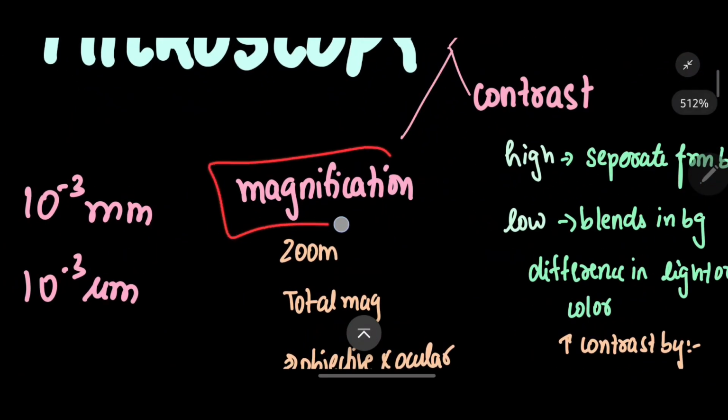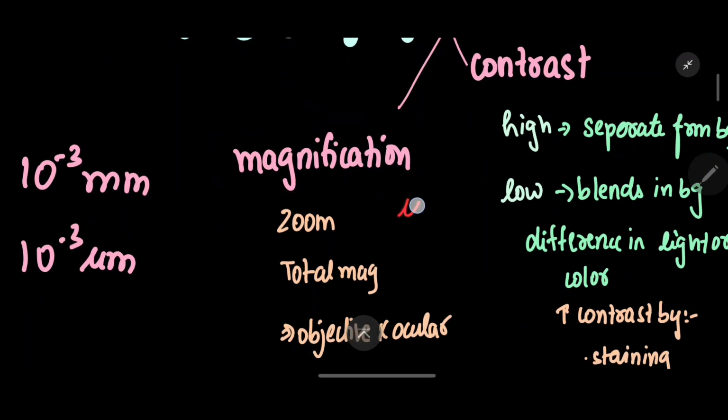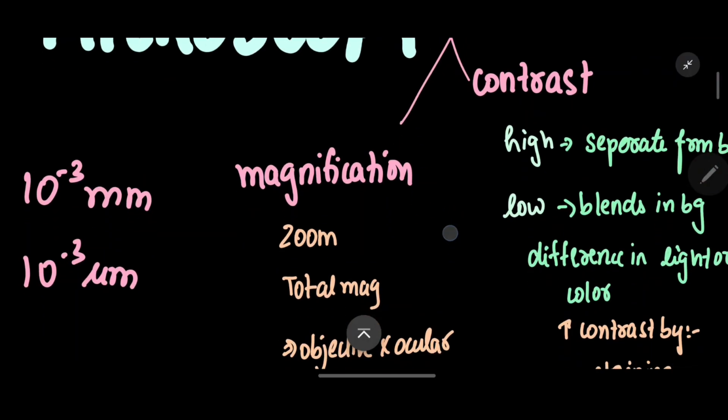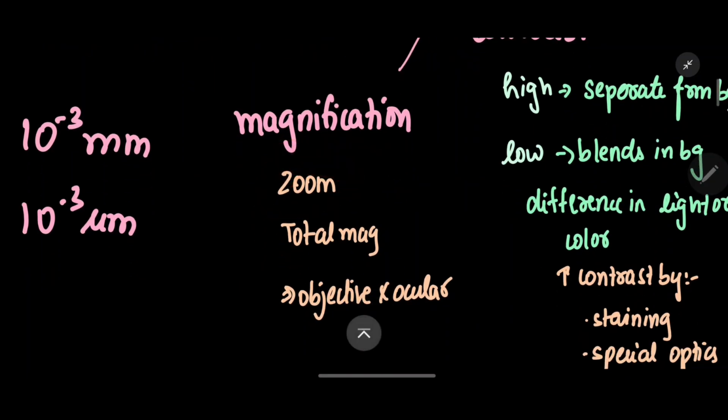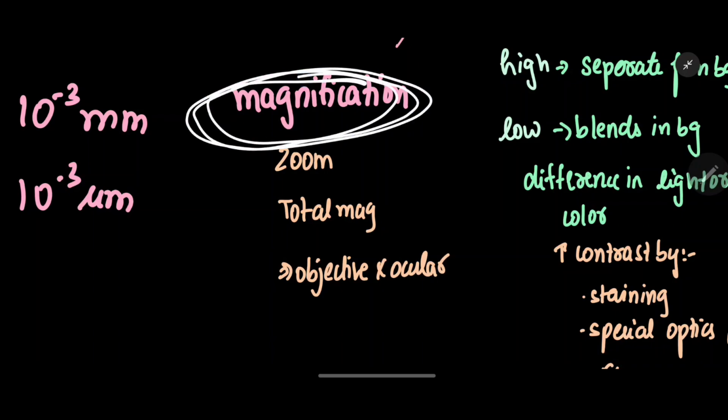The next thing is magnification that your microscope should have. Your bacteria is in micrometers, but when we are observing it in a microscope, it is going to magnify it, zoom it so much that it looks like it is in millimeters or in meters. I don't need to explain what magnification is. What is important is how magnification is calculated.